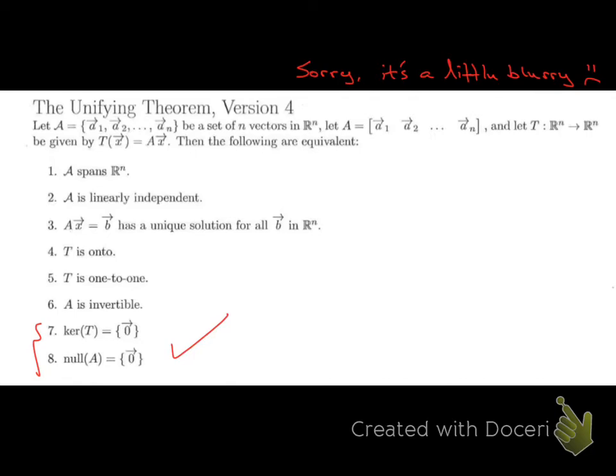Now, we've missed a few because this is technically before we talk about determinants or eigenvalues and eigenvectors. But those numbers 7 and 8 are new. The null space of A and the kernel of T, if those are both the 0 vector, then all of the following situations are true.